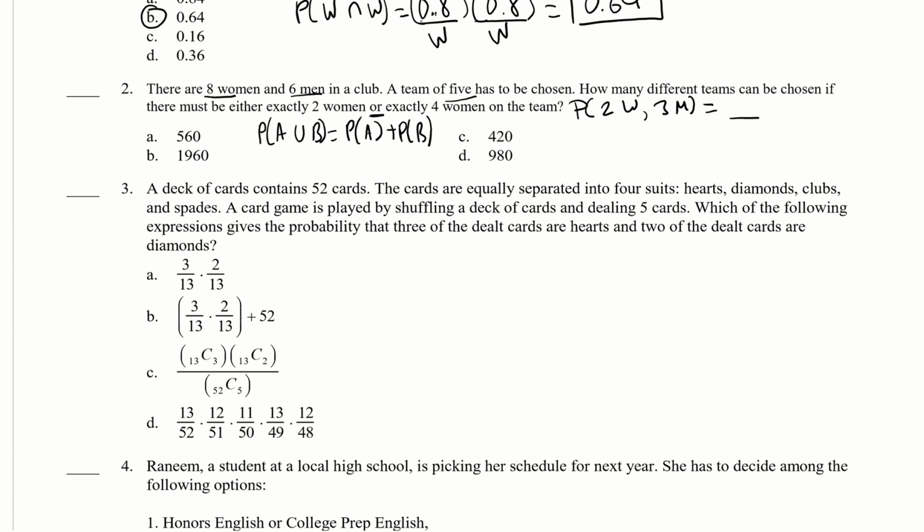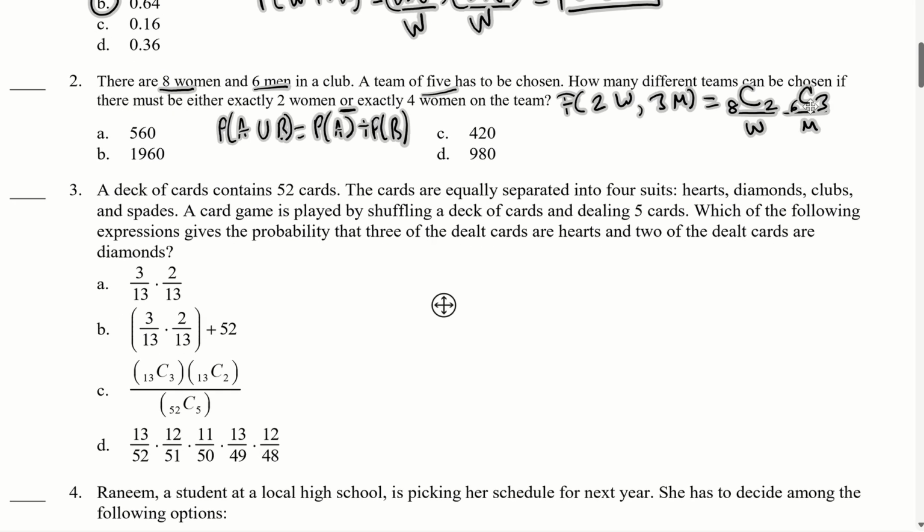So in this case, we have 2 slots, one for woman, one for man. There are 8 women, and we're choosing 2 of them. And then for the men, there are 6 men, and we're choosing 3 of them. By the fundamental counting principle, we multiply those 2 together. That's our numerator. Then we need to divide by our denominator, which is everybody, in this case a total of 14 people, and we're choosing 5. So there's our probability for 2 women, 3 men.